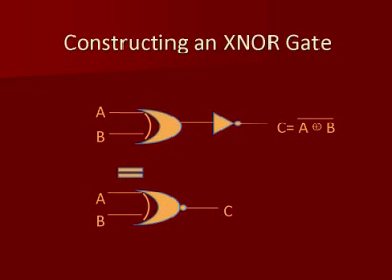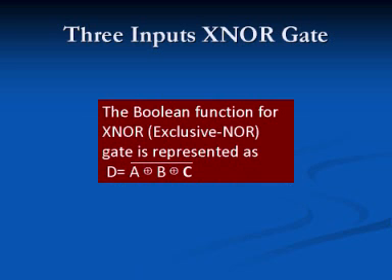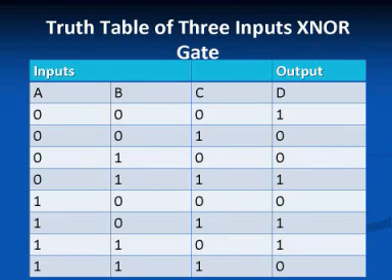Thus, we can construct an XNOR gate by connecting the output A XOR B of an XOR gate to the input of a NOT gate. The output is A XOR B whole bar. The logic symbol of the XNOR gate has a bubble at the output of an XOR gate to denote the inversion. Like previous cases, we can have a 3 inputs XNOR gate also. Let us now write the truth table for a 3 inputs XNOR gate.